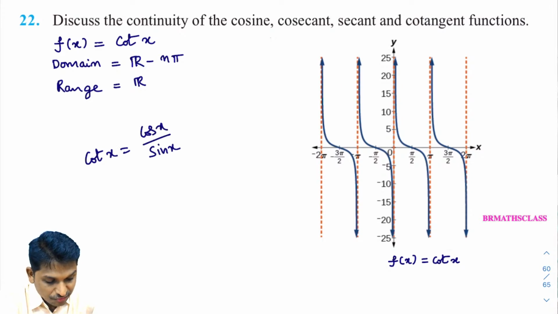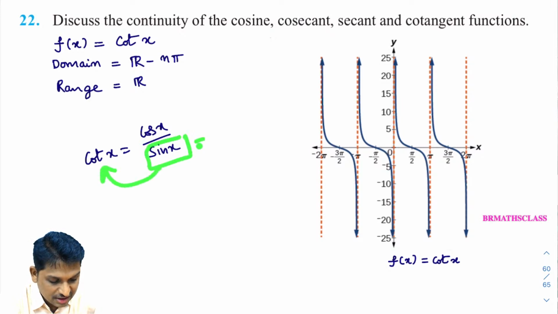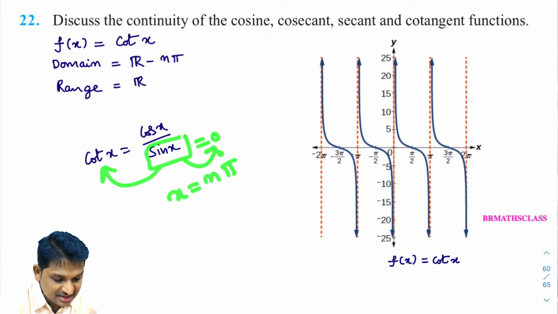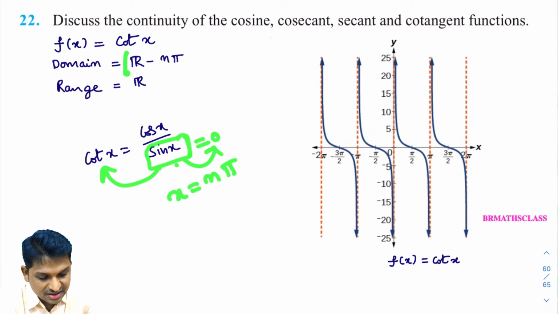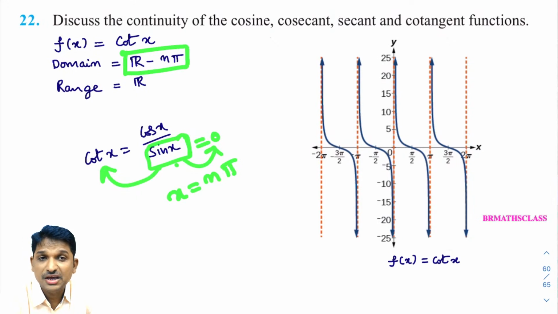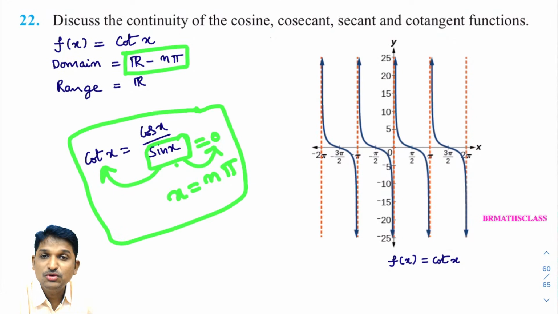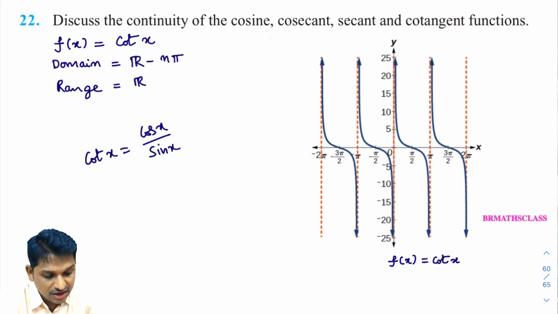You observe this one. Whenever sin x is 0, in that case, cot x is not defined. When x equals n pi, then sin x is 0. So I need to remove the x values for which sin x is 0. So, cot x is defined for all real numbers except n pi, where n is an integer. You need to memorize this. If you understand this reason or not, it's okay, but you need to memorize that the domain of cot x is all real numbers except n pi. What is the range of this function? The range of this function is all real numbers.